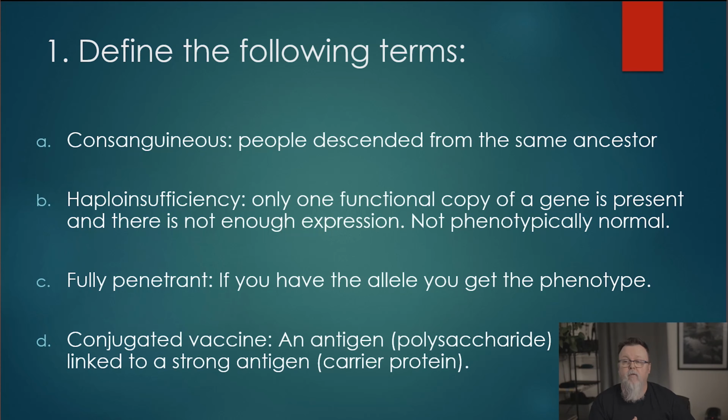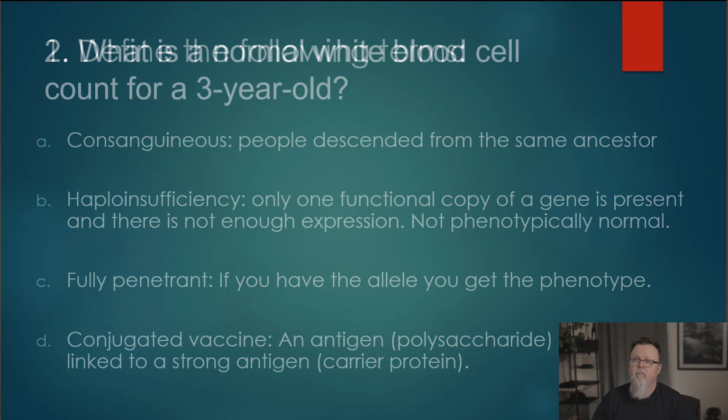And a conjugated vaccine. So that is going to be a vaccine where you have a weak antigen, like a polysaccharide, that doesn't elicit a strong immune response, and it's covalently linked to a strong antigen, such as a carrier protein. We'll talk about that a little bit more further down with one of the other questions.